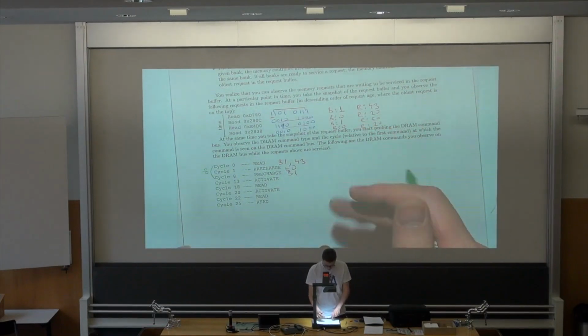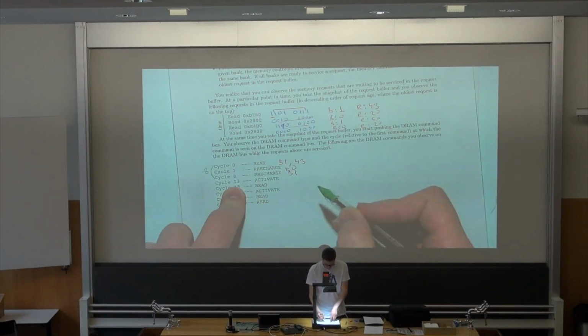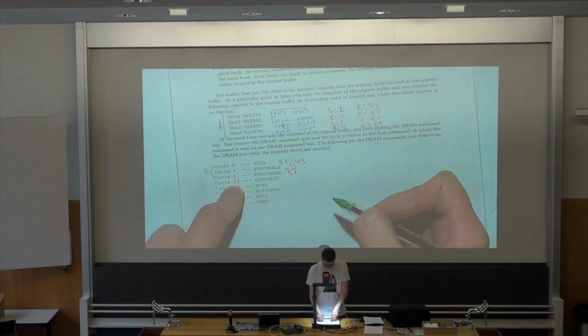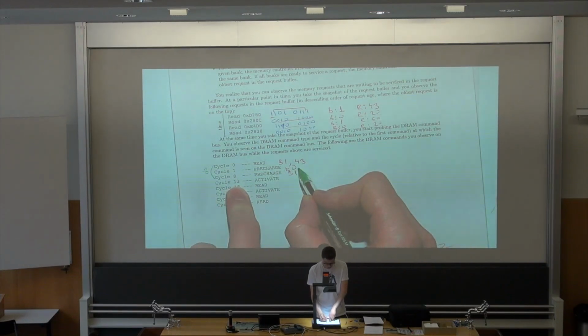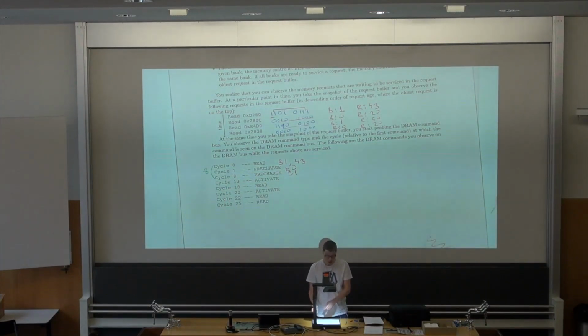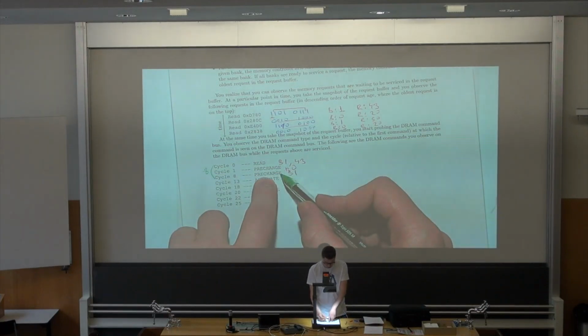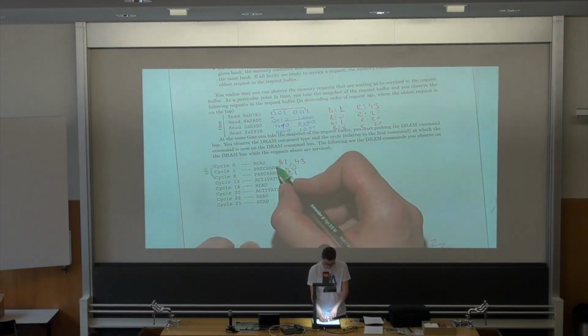Okay, so we figured that out, and then we have an activate here. Since we first issued a precharge to bank 0, this activate is also bank 0, right? So since we started this precharge later, it cannot complete before this precharge.